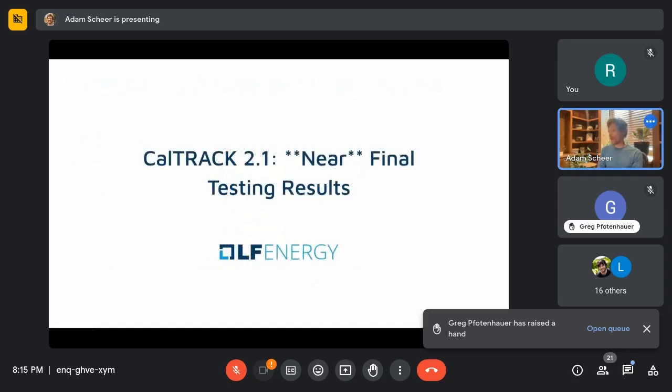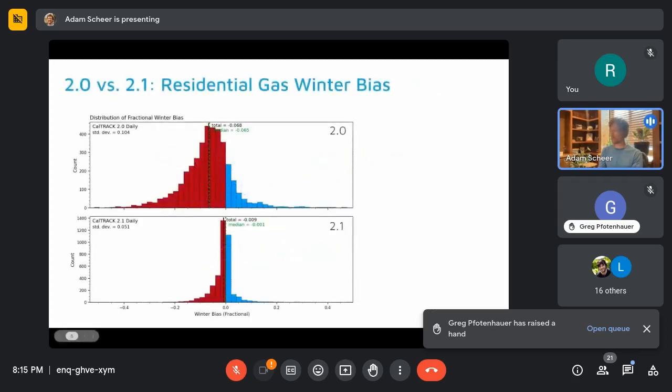CalTrack 2.1 near final testing results. So we have a few little tweaks that we are going to continue to make in the 2.1 model, but I think we're not expecting to see any significant differences at this point. These are kind of minor things, and if anybody wants to know, we can talk about what exactly those things are. But I just wanted to walk through a sampling of the results, and we will make sure to publish a comprehensive set of results. But just wanted to, like I said, walk through a handful of illustrative results that hit on a spectrum of different use cases.